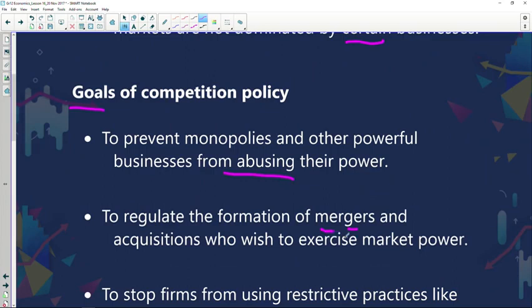Okay, so let's just explain what a merger is. When you have two companies that join or become one. So if you have company A and company B and they decide to form a merger, it means that company A and company B become one company, seen as company C, a combination of A and B. This needs to be regulated, because that could result in them forming a powerful business with a plan of abusing the system, or using their power to abuse the system.